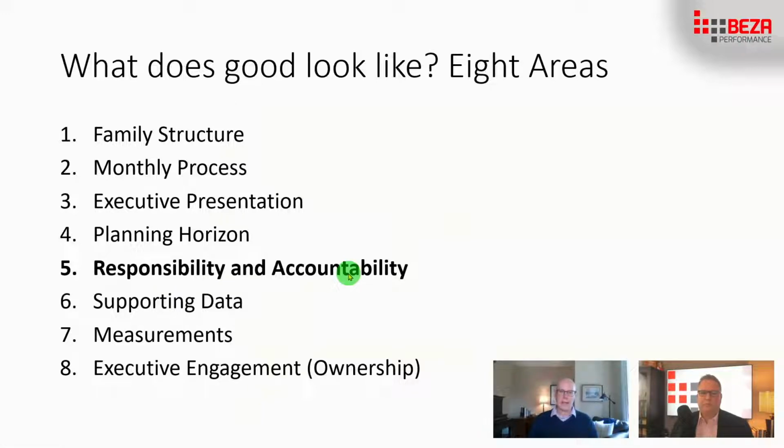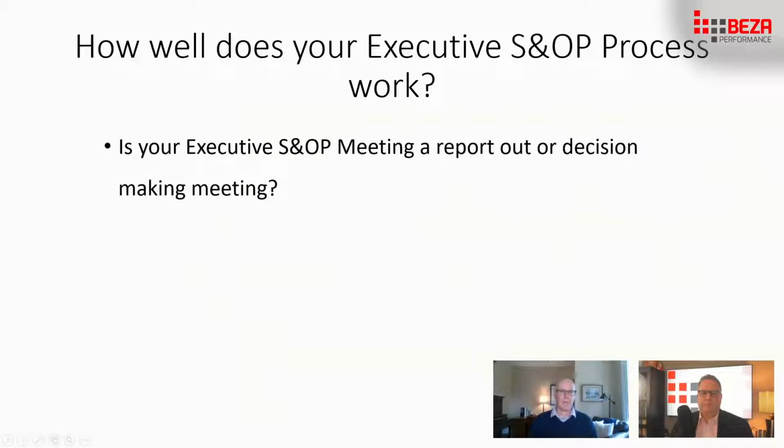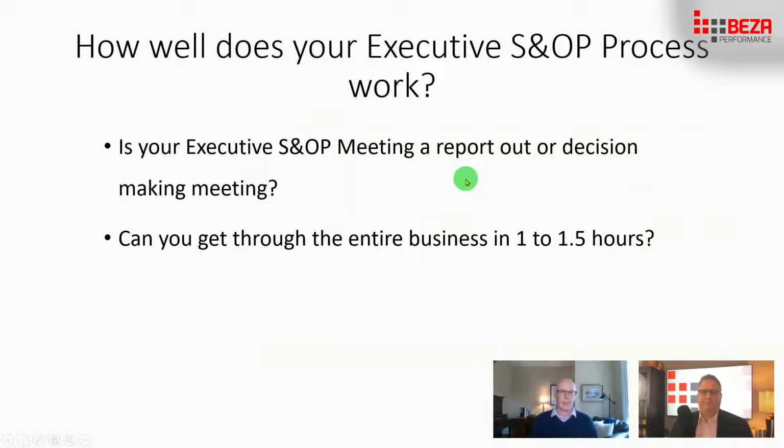And the idea of what does good look like is really to drive your process to the point of being able to have a good executive S&OP process that achieves these things. So I'm just level setting back to where we've been talking about: the culmination. Is your S&OP executive meeting a report out or a decision-making meeting? We're trying to get to that decision-making process. So the things we're talking about are moving it more to that decision-making meeting.